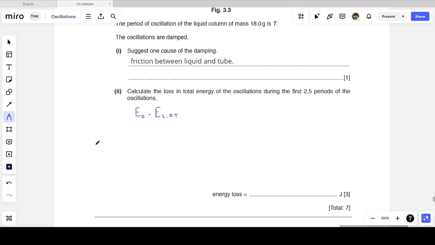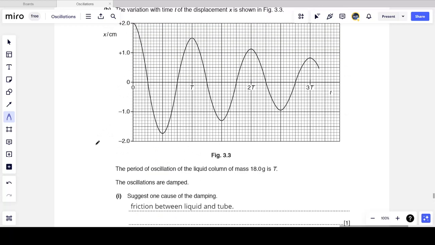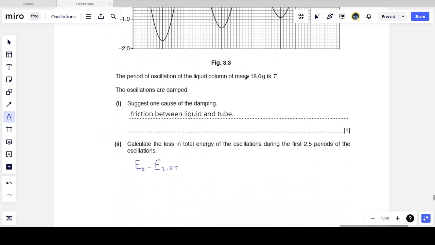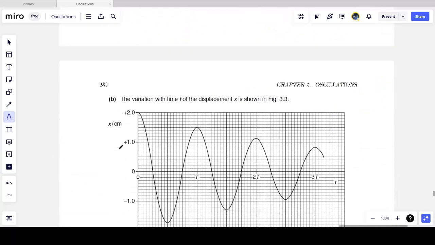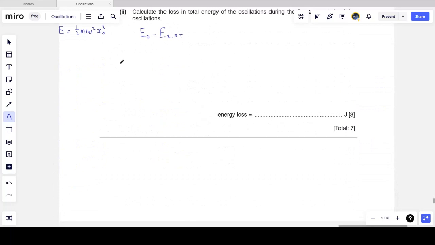And I tell you what, if I remember my equation for energy rather, E is equal to a half m omega squared x naught squared. I'm going to need omega somewhere here, and I haven't calculated it. So since I have the period, I'll just do an aside working to calculate omega.